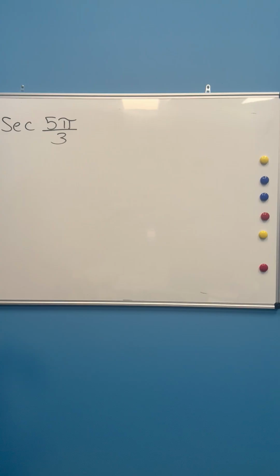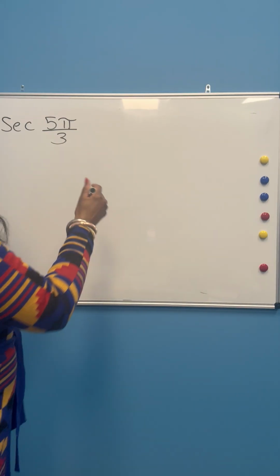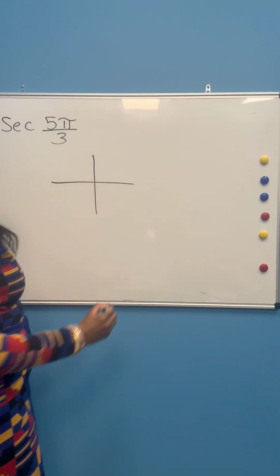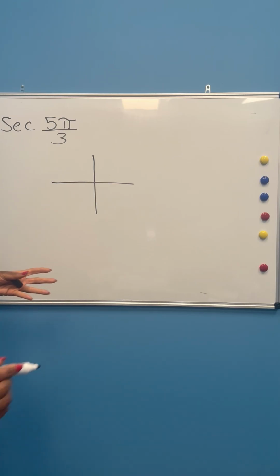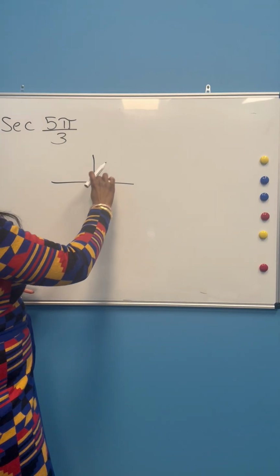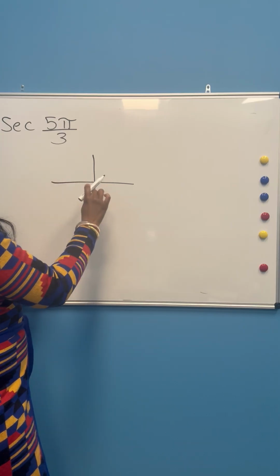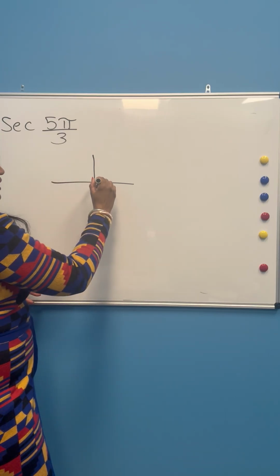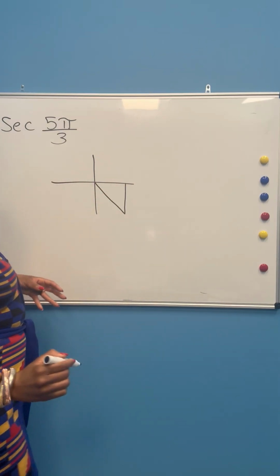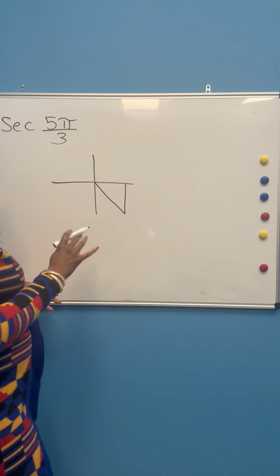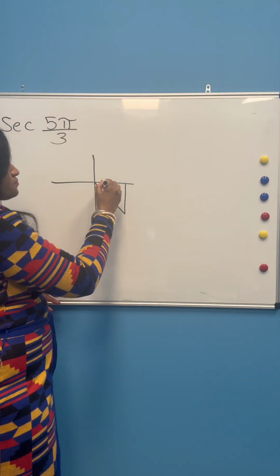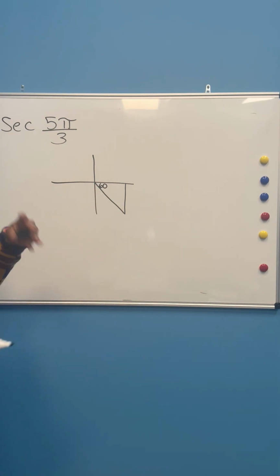We have the secant of 5 pi over 3. So remember what you want to do is you want to draw your fourth quadrant. Determine where 5 pi over 3 lays. So you have 1/3 pi, 2/3 pi, 3/3 pi, 4/3 pi, 5/3 pi. So 5/3 pi is right here. It is a 60-degree angle. So that's what 5/3 pi would correspond to. It would be a 60-degree angle.